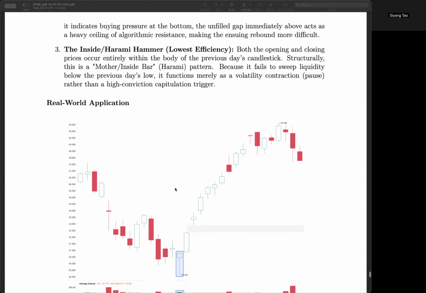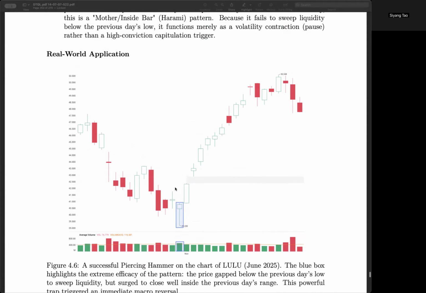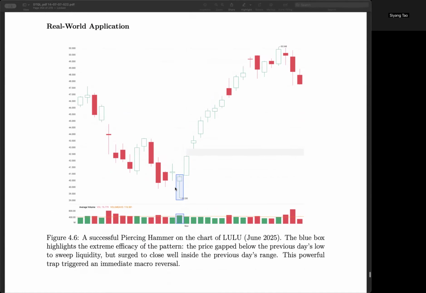Okay. So let's look at two examples. Look at this chart of LULU. A beautiful hammer forms, sweeps the liquidity, and launches a massive macro reversal. Okay. You see a hammer, a volume increase, and we see this reversal.